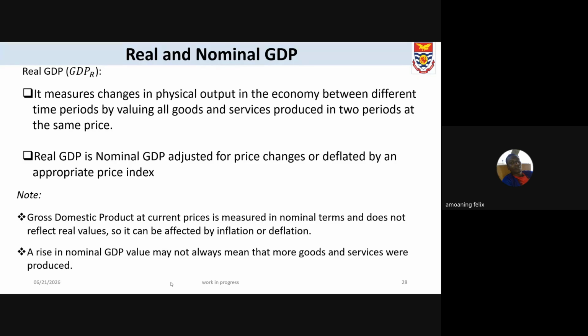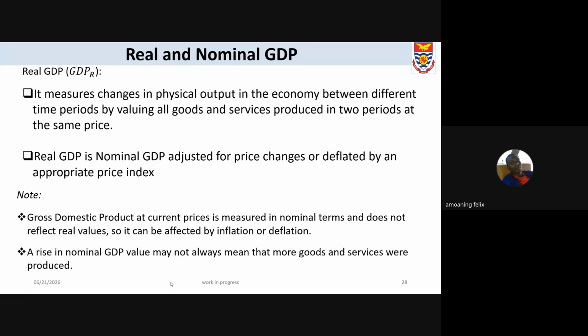This one focuses on the changes in physical output in an economy between two time periods by valuing all the goods and services produced in the two periods at the same price. So here we only standardize the changes in output. We consider a 2-year output, but the focus is on one single price. We use one price to calculate for 2020, and we use the same price to calculate for 2021.